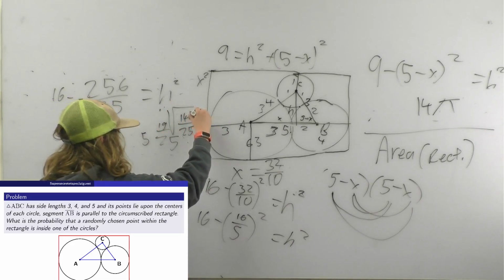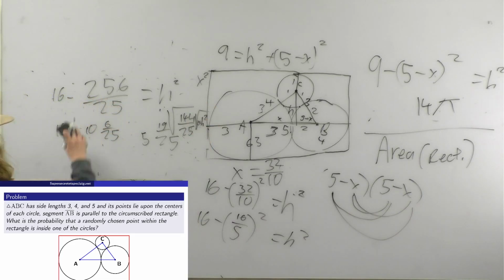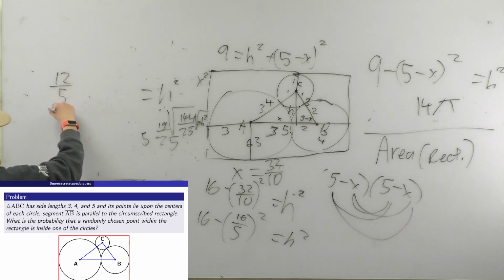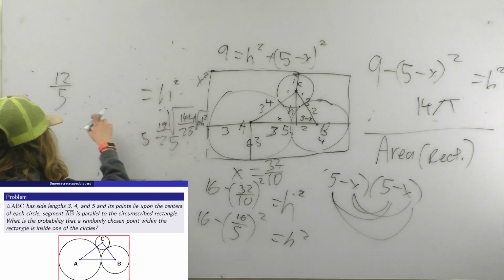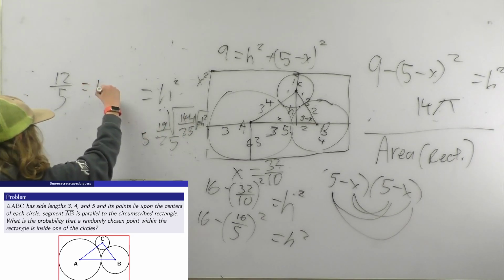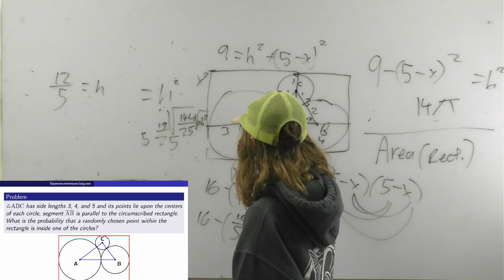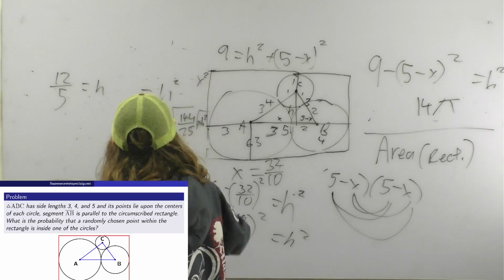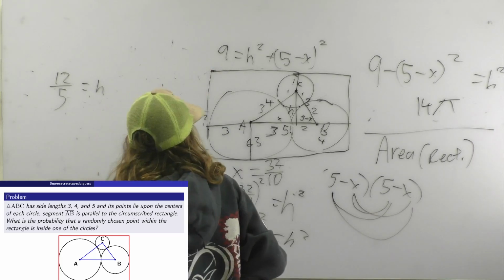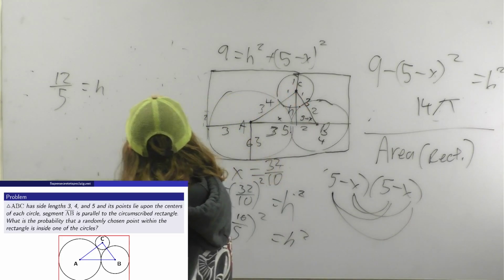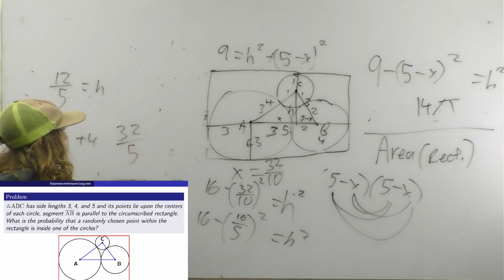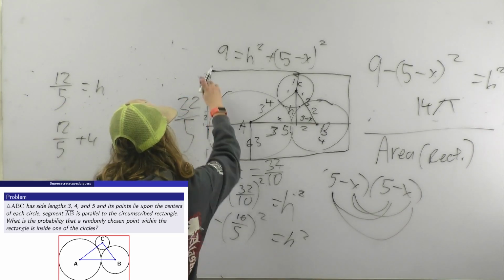And then let's take the square root of both of those. So we get 12 over 5, because 12 squared is 144, 5 squared is 25, equals h. So finally, we have h right here, and we said that 3 plus 1 plus h is this length right here. So now that we have that, let's add that up. 3 plus 1 is 4, so 12 over 5 plus 4 is going to be 32 over 5. So 32 over 5 is this length.